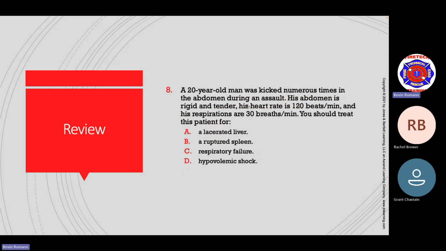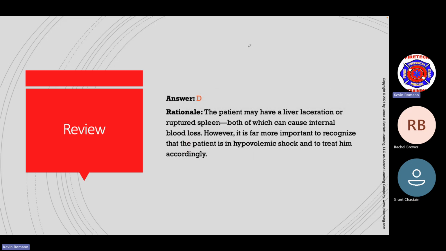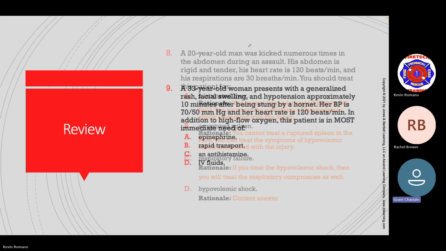A 20-year-old man was kicked numerous times in the abdomen during an assault. His abdomen is rigid and tender. Heart rate is 120. Respiratory rate of 30. You should treat this patient for a lacerated liver, a ruptured spleen, respiratory failure, or hypovolemic shock. Hypovolemic shock. This is a shock lecture. A lacerated liver can cause hypovolemic shock, but we're not going to treat the liver. All right, number 9.